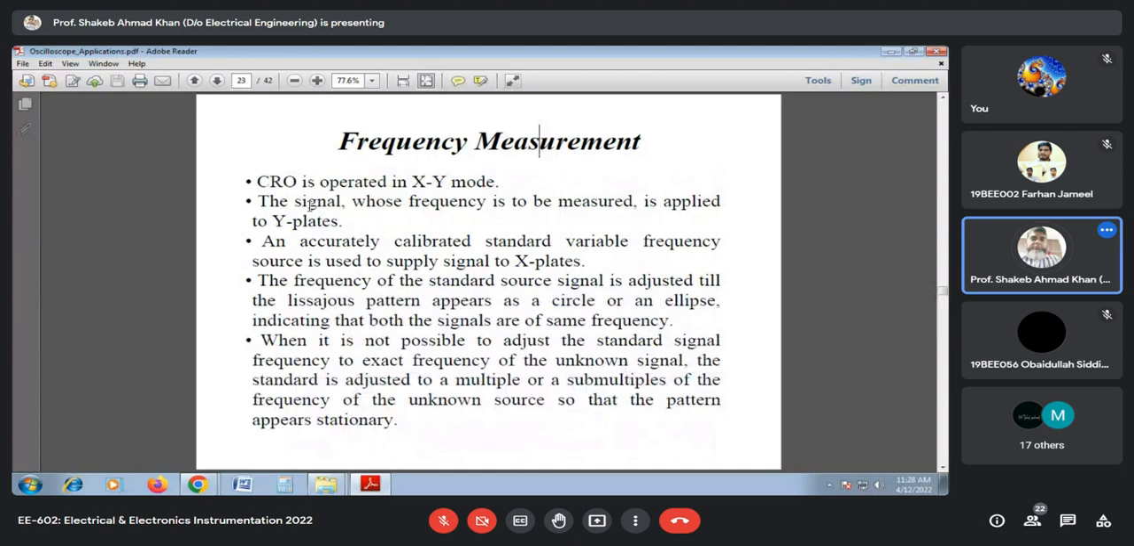In this case, the signal whose frequency is to be measured is applied to the Y plate. Suppose we have a sinusoidal signal, and it is applied to the Y plates.